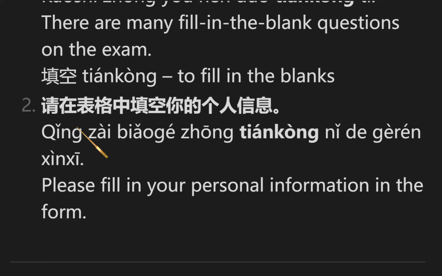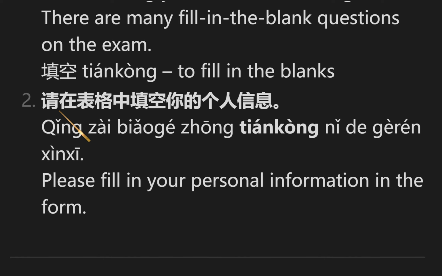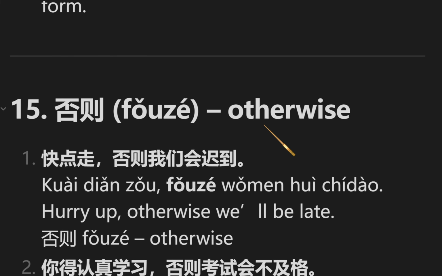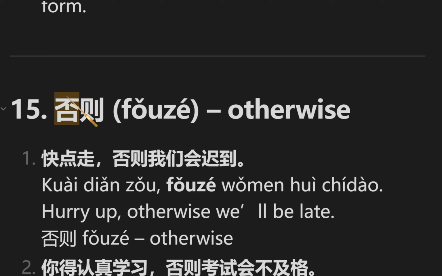So let's repeat. Please fill in your personal information in the form. 请在表格中填写你的个人信息. Next one is also a bit hard. It's 否则, otherwise. As you can see, here's 否, you can say no or not. So 否, as you can see on the top is 不, not, and on the bottom is 口, your mouth. So just not. And it has a lot of different meanings.